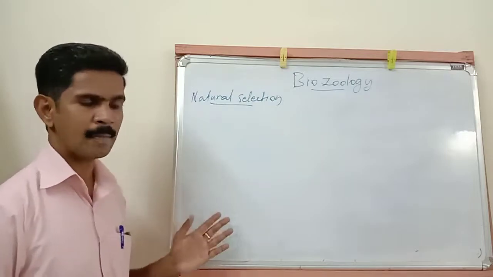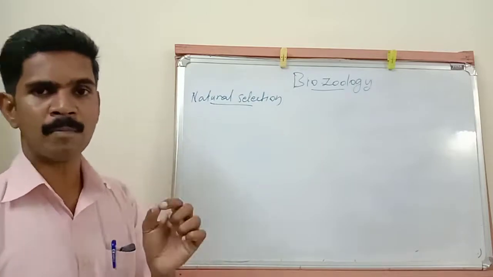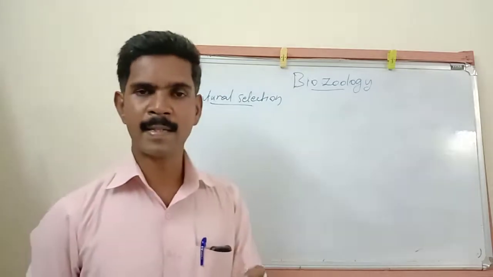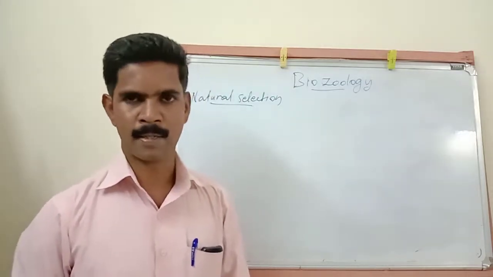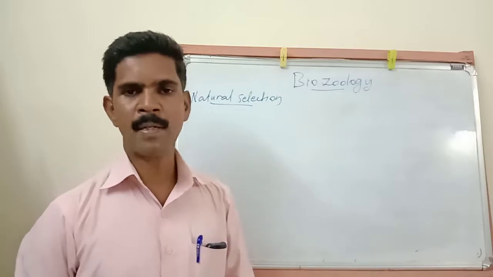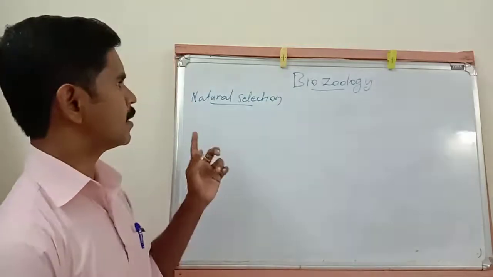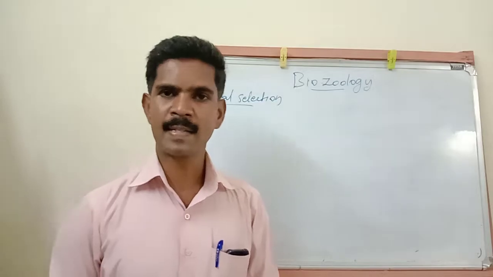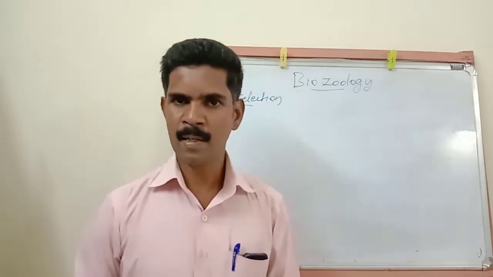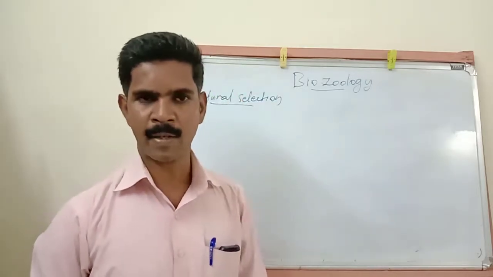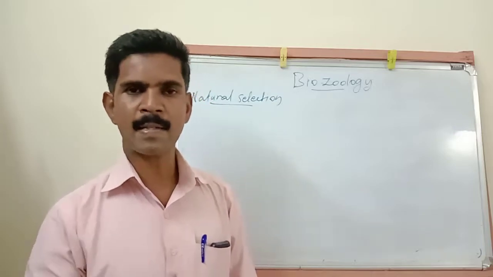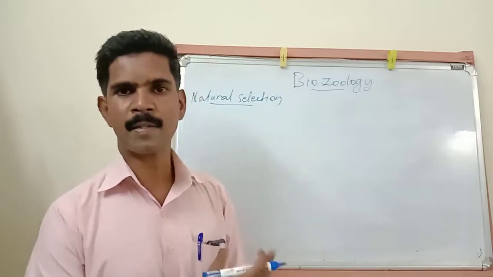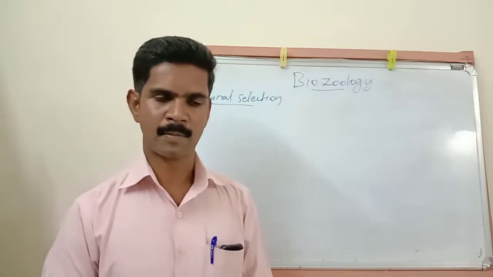So natural selection means that, based on some adaptive characters, nature selects some organisms to live as successful organisms. One of the best examples to explain natural selection is industrial melanism. Listen very carefully. By using industrial melanism, we can easily explain the natural selection process.